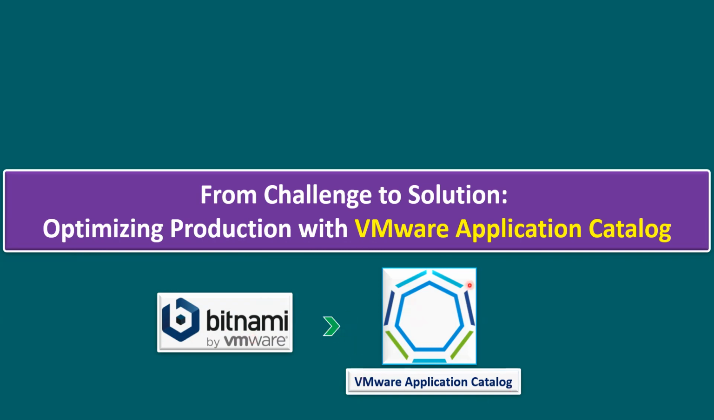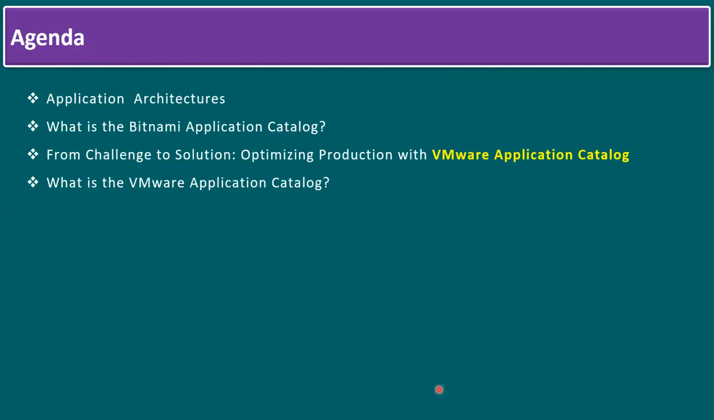Before understanding VMware Application Catalog, here is the quick agenda: application architectures, and we can understand what is the Bitnami Application Catalog, and from challenge to solution, optimizing production with VMware Application Catalog. What is the VMware Application Catalog?